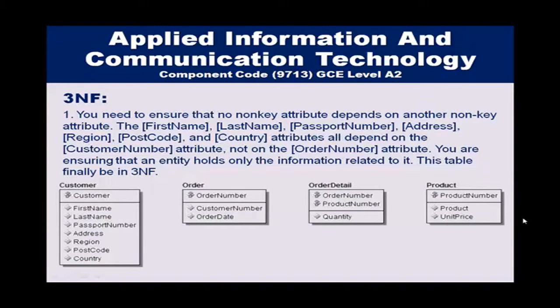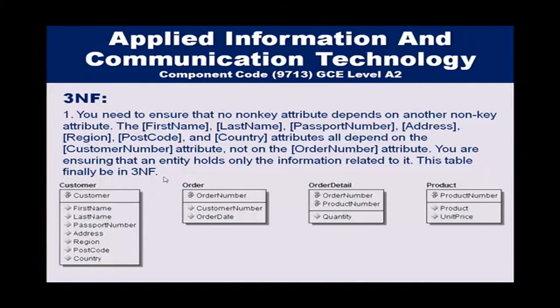Now third NF, you need to ensure that no non-key attribute depends on another non-key attribute. The first name, last name, passport number, address, region, postcode and country attributes all depend on a customer number attribute. Is there any customer number? Yes, customer number is there. Order, customer number, order. Yes, this is the customer number.